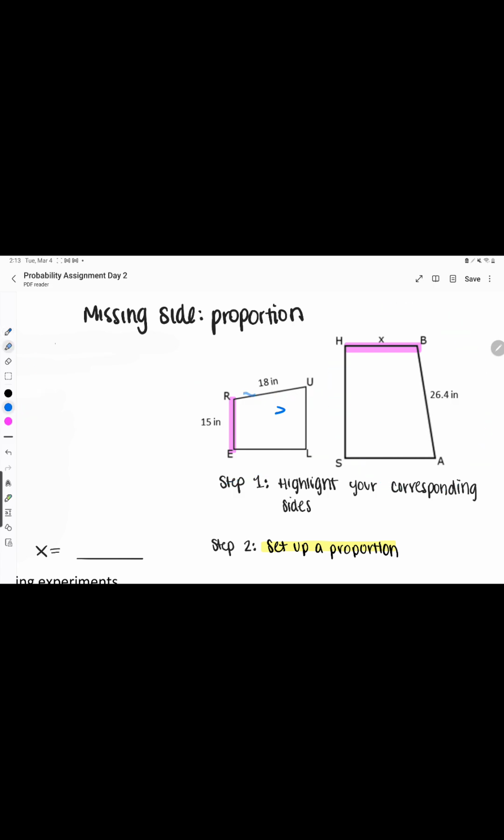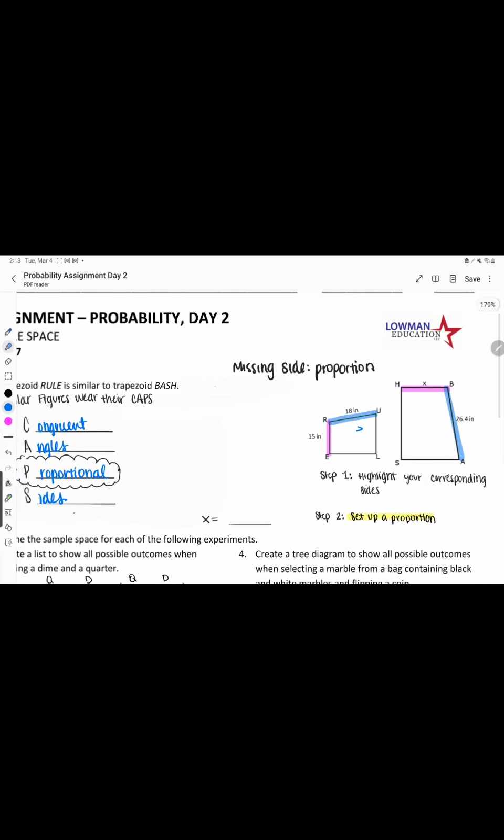All right, and then what corresponds with RU? BA. If you look, RU is the only slant that's in the picture, so over here, BA is the only slant that's in the picture. And now we set up our proportion. So I set up my two lines, and if you remember, we put corresponding sides across from each other, and then we put the same shape on top of each other.